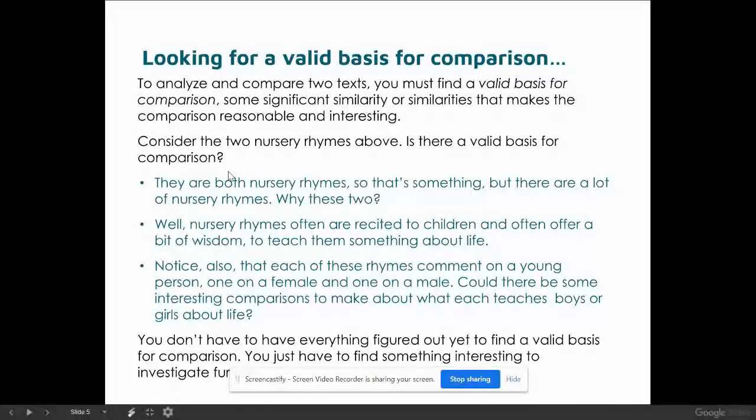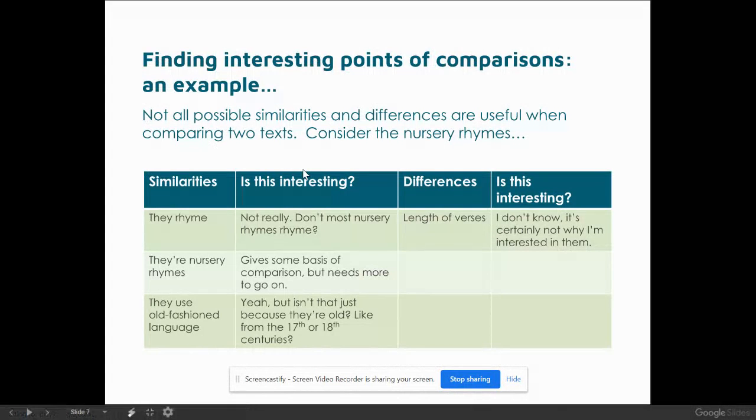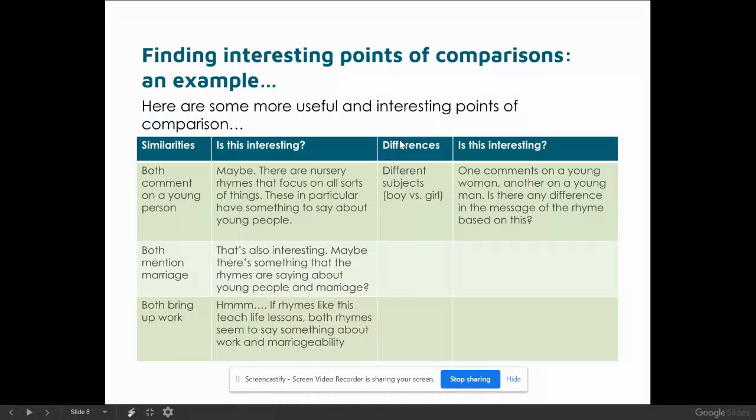There's going to be lots of differences there, obviously, but there's no way to really be able to judge them against each other. So before we develop a thesis, before we jump into this and really try to figure out where we're at, it's helpful to dig a little deeper into the similarities and differences to make sure that we found not only valid points, but interesting points. By that I mean these are things that we could actually talk about when it comes to our audience. So similarities: they both rhyme, they're nursery rhymes, and they use old fashioned language. Well, okay, so what? We know that already, right? That's kind of stating the obvious.